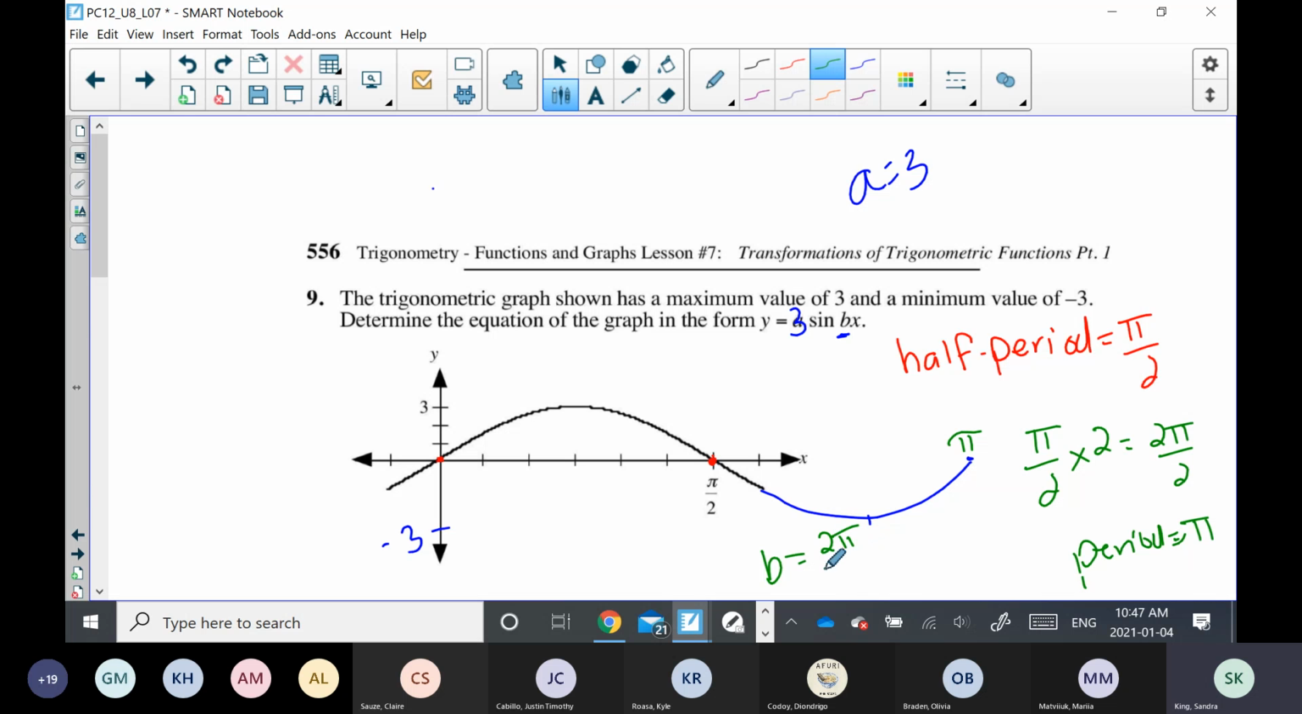And now you'll be able to calculate what the b value is, because b is equal to 2 pi divided by the period. So 2 pi divided by pi, the b value is 2. And that's the equation of your graph. y is equal to 3 sine 2x. Okay, so I'm just going to quickly stop this recording.